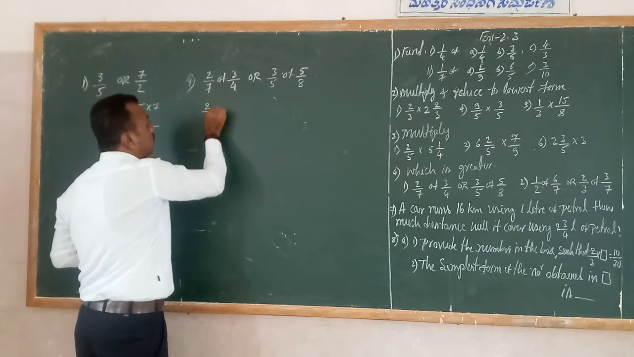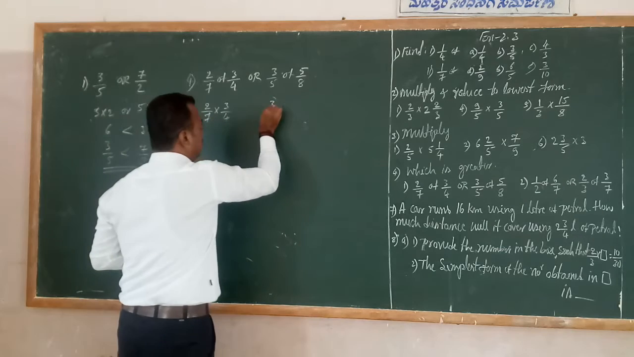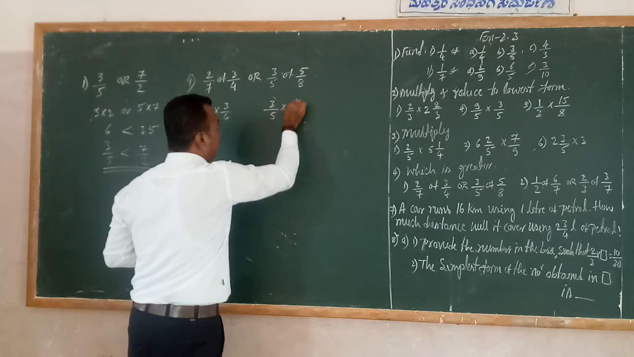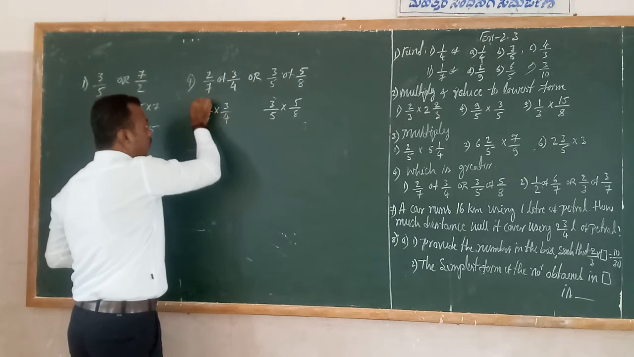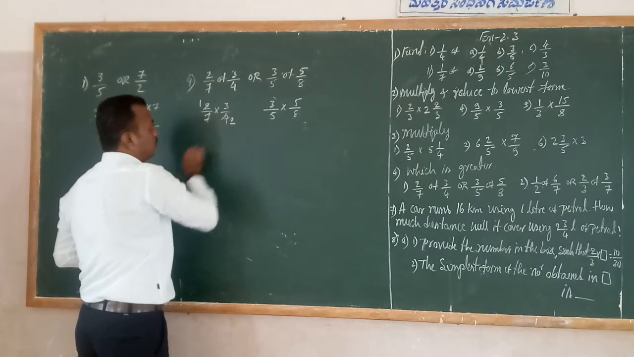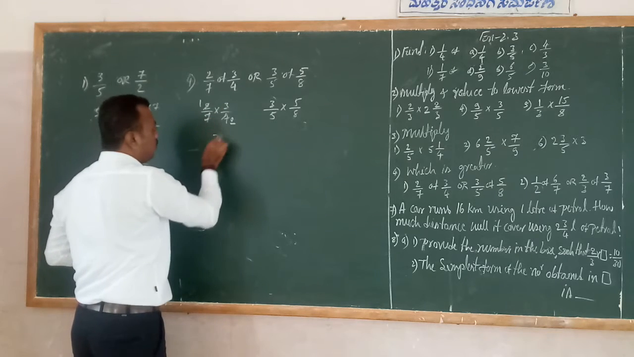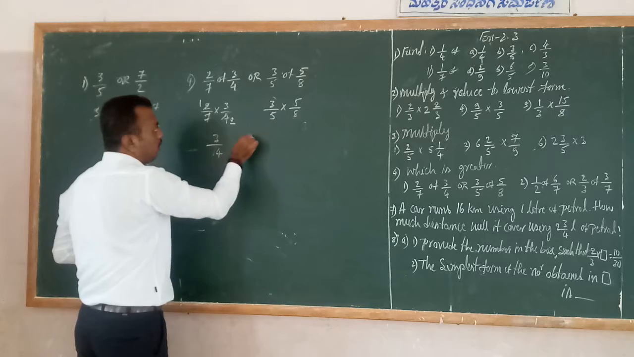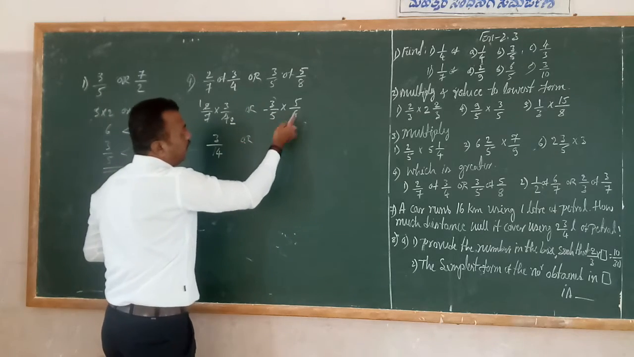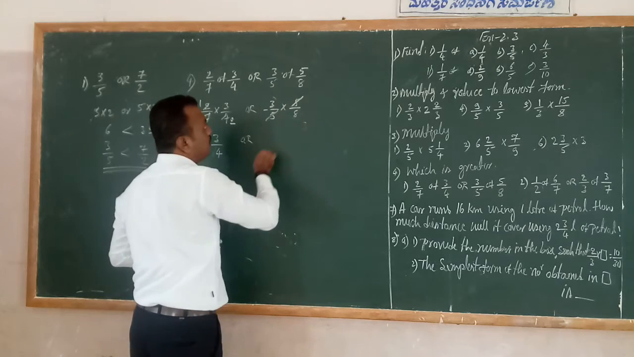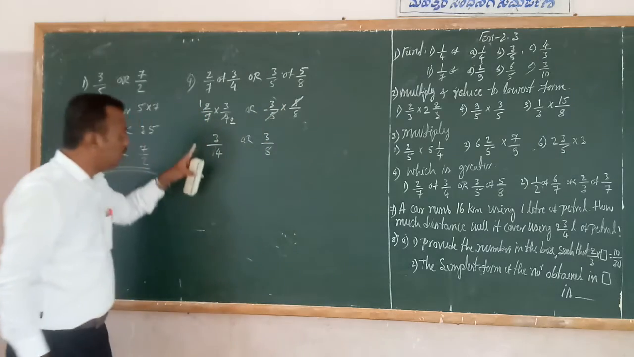2 by 7 into 3 by 4. Here 3 by 5 into 5 by 8. Of means into. Now 2 1s are 2, 2 2s are 4. Afterwards 3 1s are 3, 7 2s are 14. Then 3 and 8 is not going. 5 and 5 get cancelled. 3 by 8 is the remainder. Here 3 by 14.